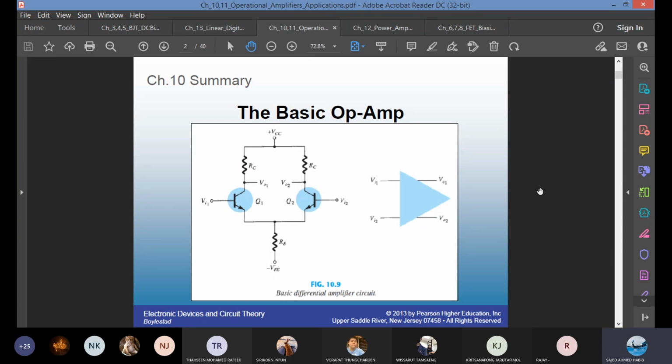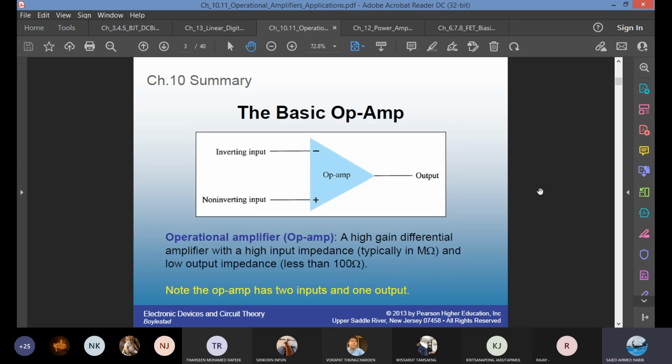It's a differential amp. Op amp is a differential amplifier. It has two input channels, the inverting and non-inverting, and one output channel. You're looking at a basic differential, but this is the basic op amp. There are three input modes.